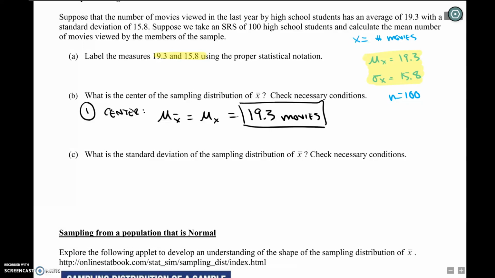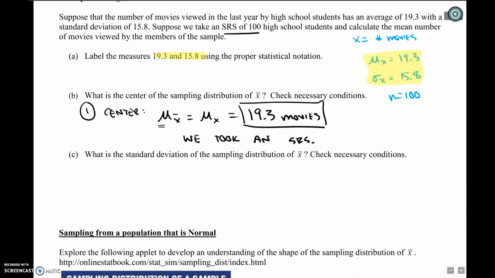And check the necessary conditions. X bar is going to be an unbiased estimator of mu, as long as we took a simple random sample, an SRS. We took a good sample, so our means should be centered about the right spot, and it said we did.